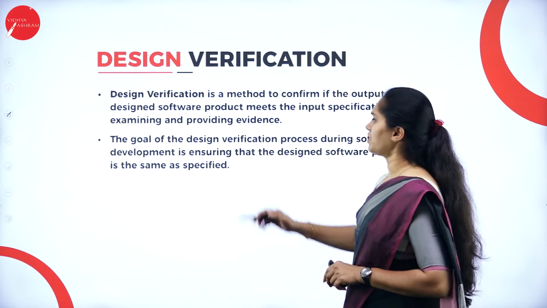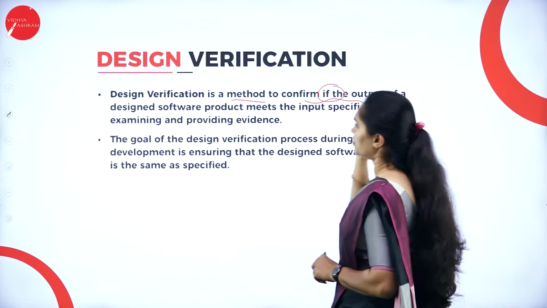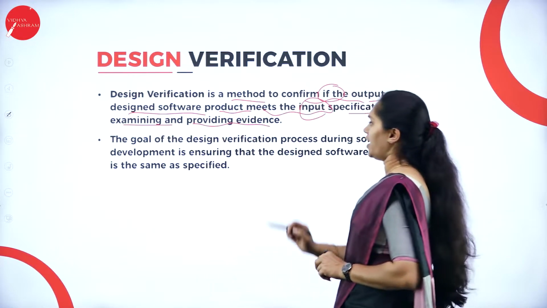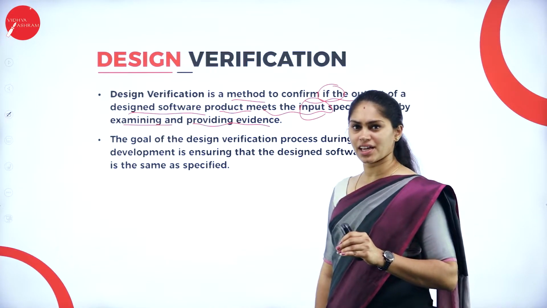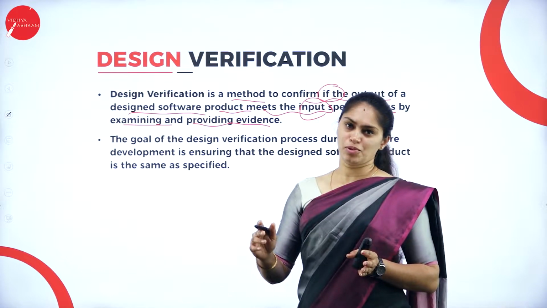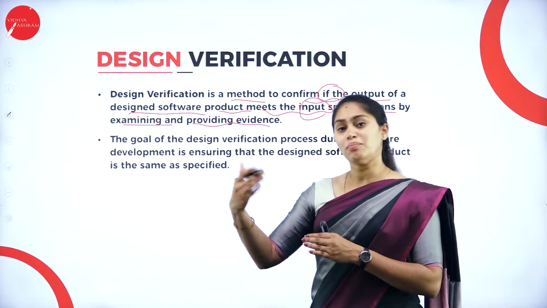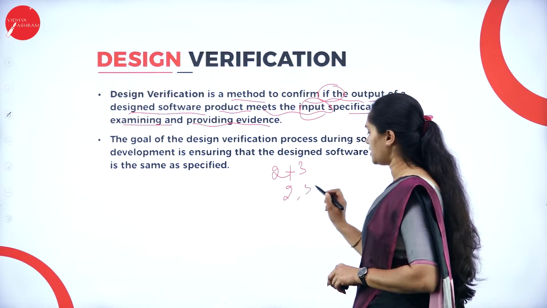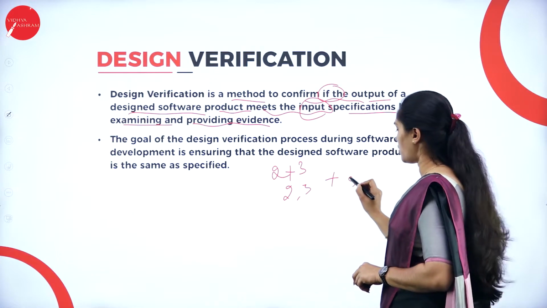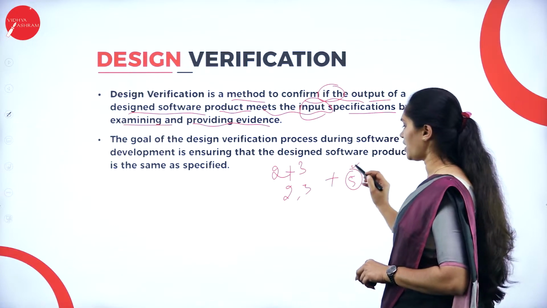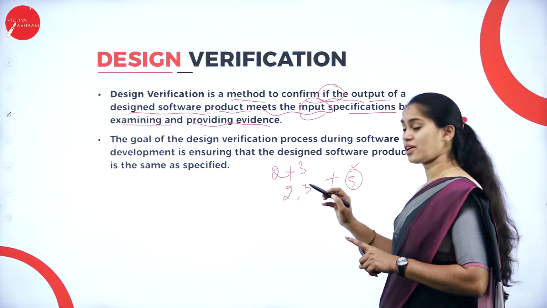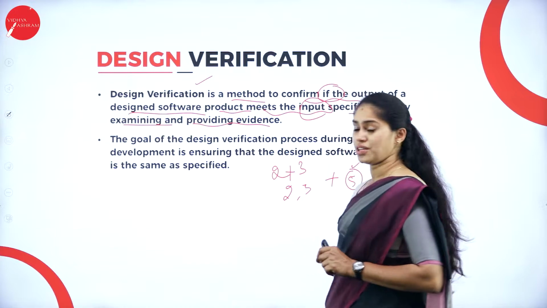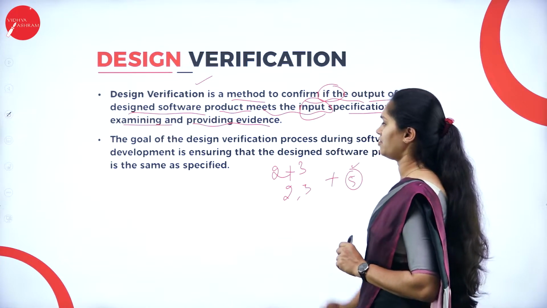So design verification is a method to confirm if the output of a designed software product meets the input specification by examining and providing evidence. So here we are checking whether we got the output as per the input. Whatever input we have given, are we getting the proper output for that? For example, if the input is 2 and 3 and the procedure is addition, then at last what we are going to get? 5, right? So there I am checking whether the result is as per the requirement of the input. That methodology is called design verification.